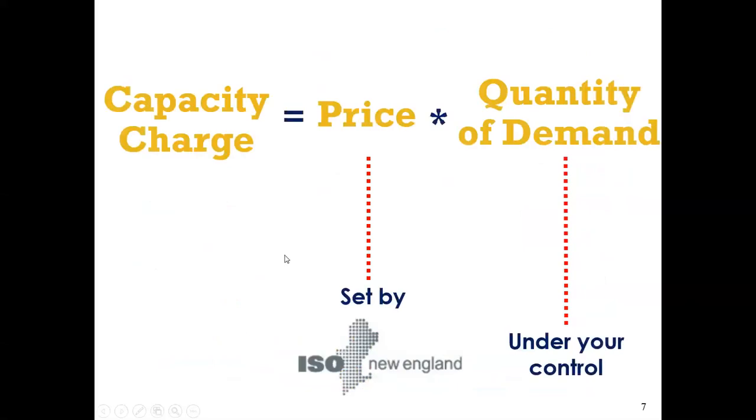So the charge is the product of the price of capacity, and that's set by ISO New England in an auction. So everybody pretty much pays the same price for capacity. But it's multiplied by the quantity of demand, and that quantity is really under your control. And that's where through behavioral mechanisms or installing different hardware, you can reduce that quantity and reduce that capacity charge.